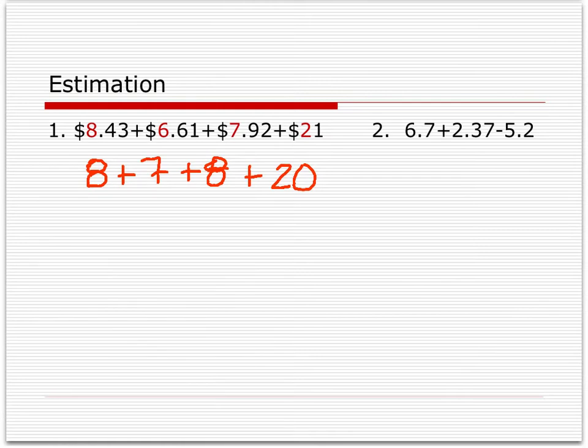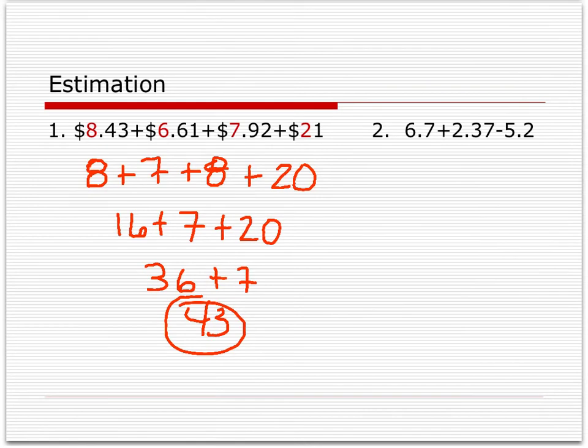Because they're all addition, I can do this quickly in my head, because if all your numbers are addition, it doesn't matter the order that I work with this problem. So I see 2 8s, so I know that's 16. Then I can take a look at 16 and 20, well that's 36. And 36 plus 7 is 43. So that would be an estimated answer to the very first problem.